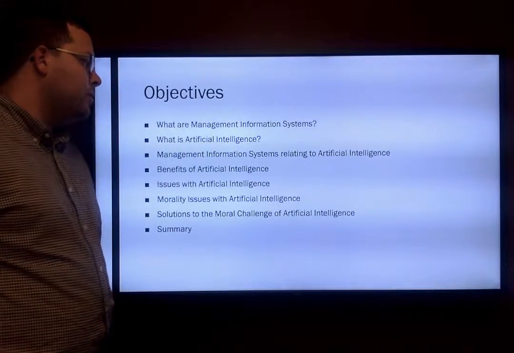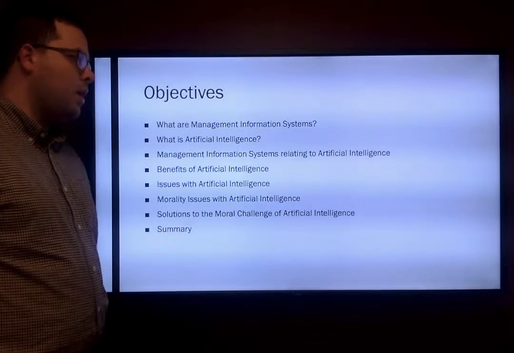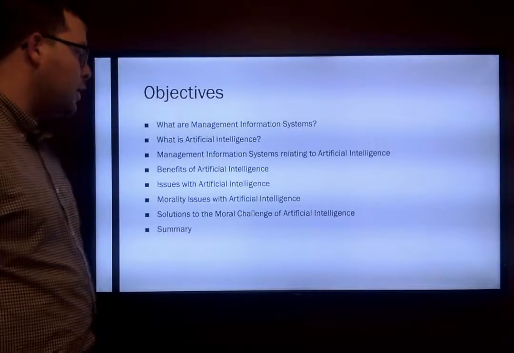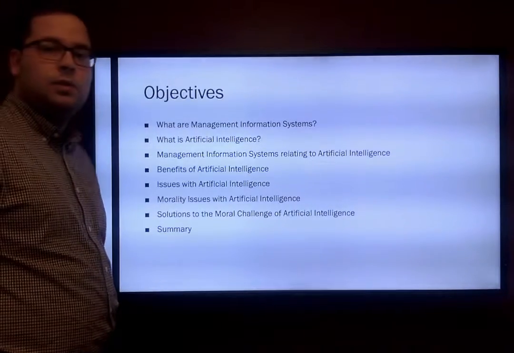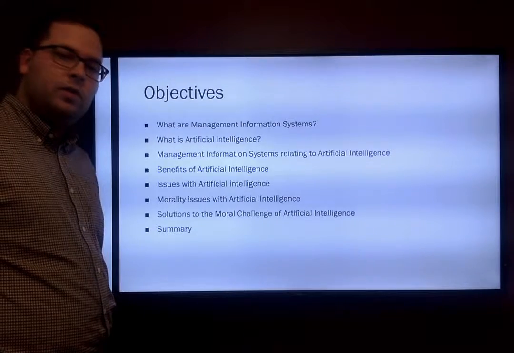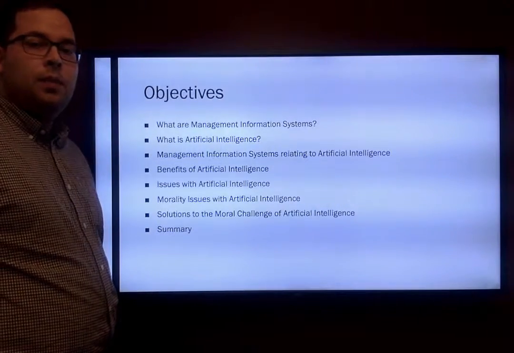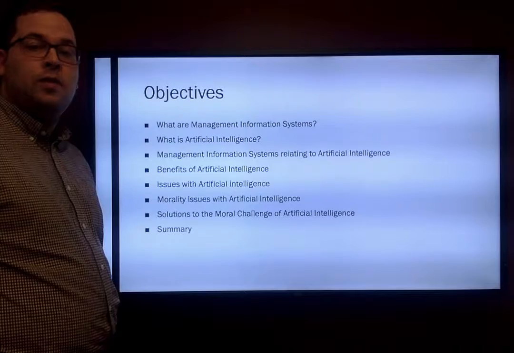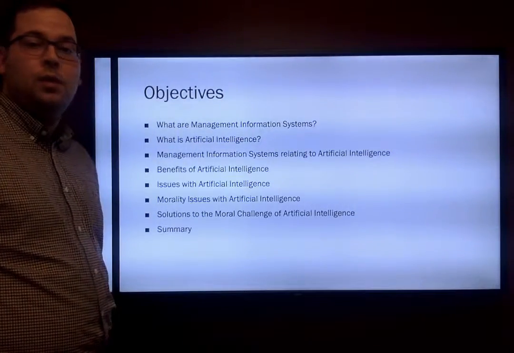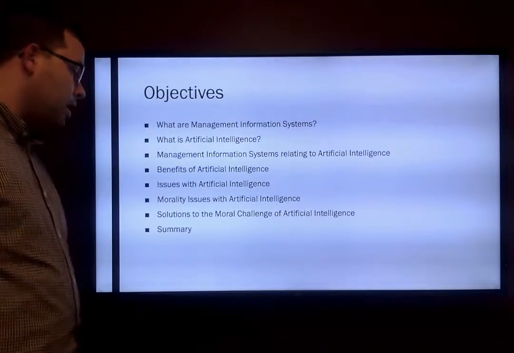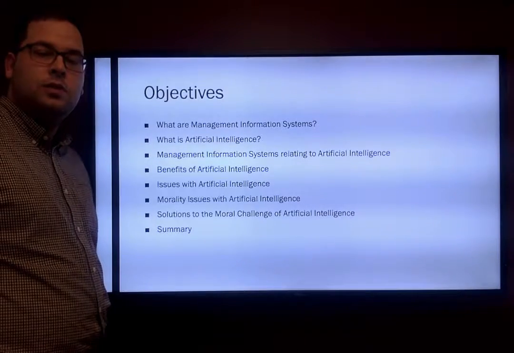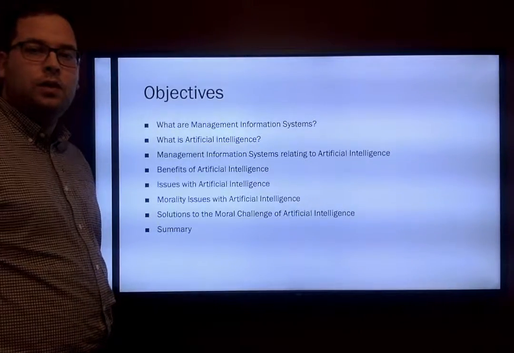So the first two are basically just definitions of what a management information system is and what exactly artificial intelligence is. Then I'm going to discuss how management information systems relate to artificial intelligence, followed by the benefits of artificial intelligence. Then I'm going to discuss the issues or disadvantages of artificial intelligence, more specifically the morality issues that come along with it, the solutions that I think would address the moral challenge of artificial intelligence, and then a brief summary of the content that I discussed with you.